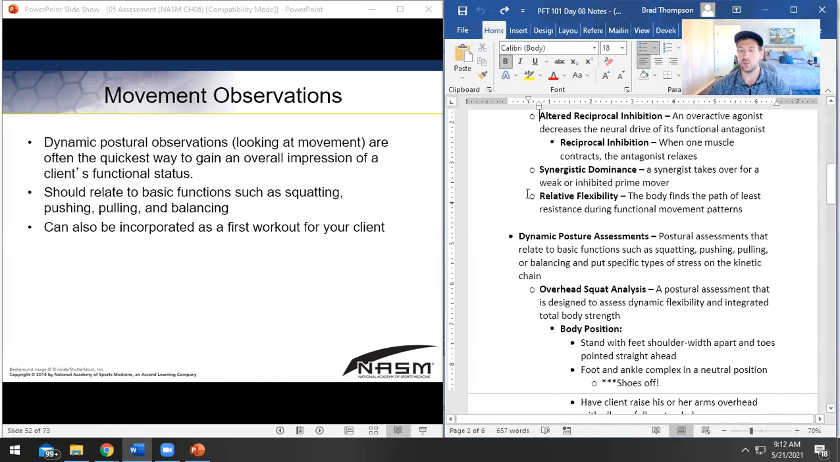We are going to end up with what we call relative flexibility, which is like it's in the title, right? It's all relative. The body will find the path of least resistance during a movement.